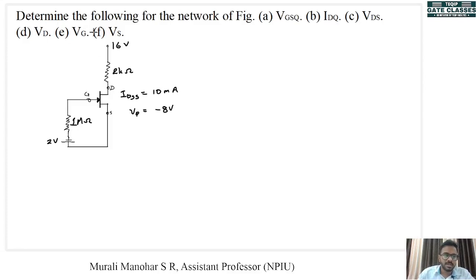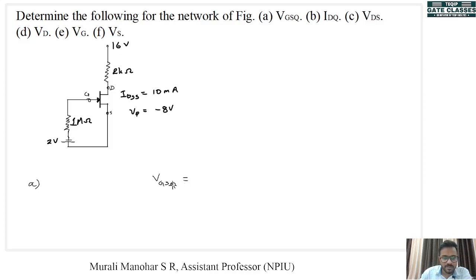Now the problem is, determine the following for the network of figure. First one, VGSQ. Here Q represents the quiescent point or the operating point. So whatever we are finding out here corresponds to the operating point. Second one is IDQ, third VDS, fourth VD, then VG, and then VS. Here DC voltage is given as 16 volt. There is RD equal to 2 kilo ohm, RG equal to 1 mega ohm, but it has no meaning. Then VGG is equal to 2 volt. IDSS is given, it is 10 milliampere. VP is equal to minus 8 volts. So our first target is VGSQ.